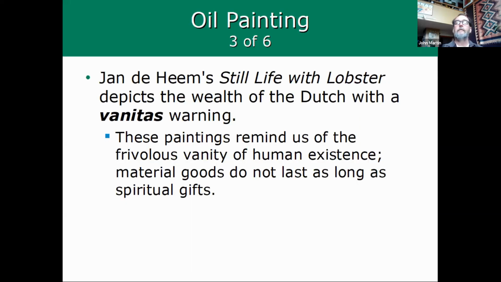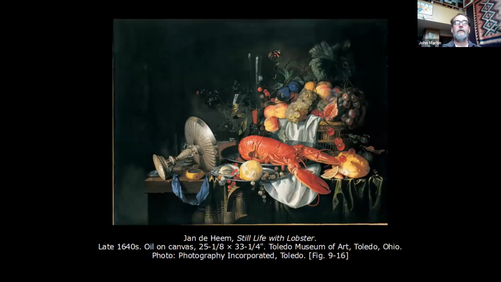Jan Davidsz de Heem's Still Life with Lobster depicts the wealth of the Dutch with a vanitas warning. So we've talked about the vanitas, that is a warning to take care of the important things in your life. These paintings remind us of the frivolous vanity of human existence. Material goods do not last as long as spiritual gifts. A beautiful painting, very realistic.